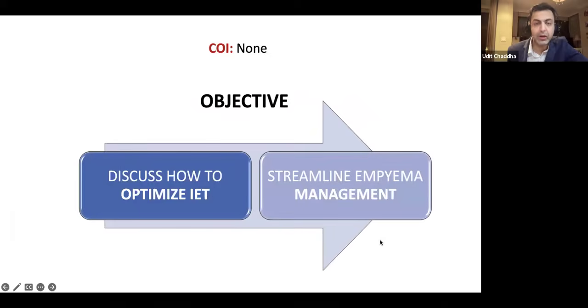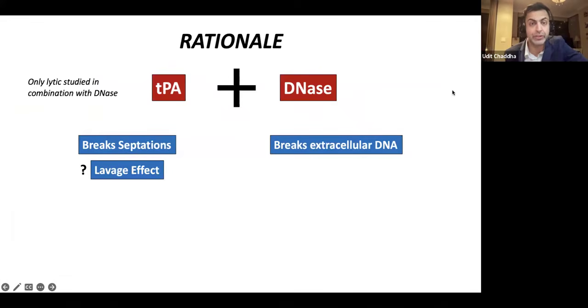So, one of the main objectives of this talk is to describe how I think intrapleural enzyme therapy should be optimized and how you can optimize it in your care of patients with empyema, and consequently, how you can streamline empyema management. I have no relevant conflicts of interest to disclose.